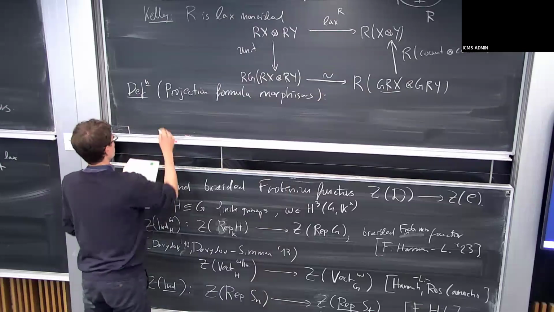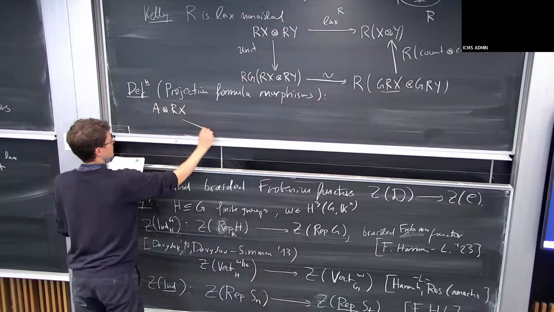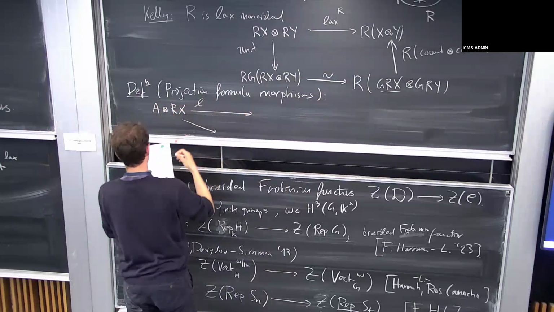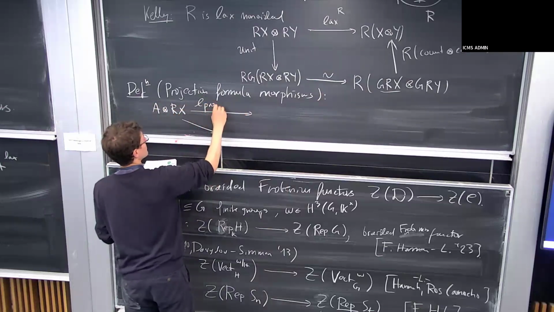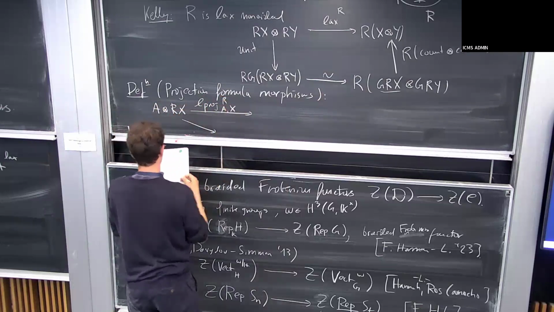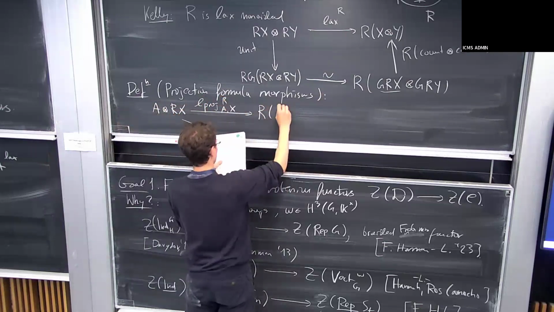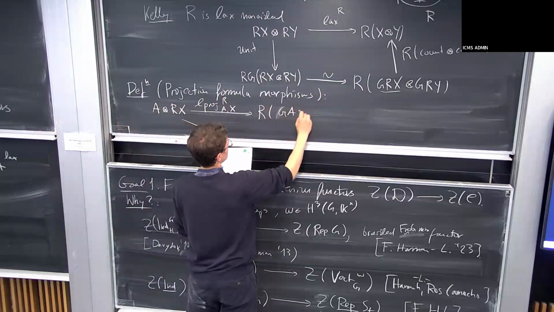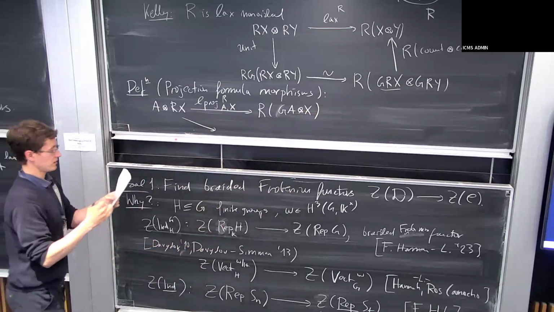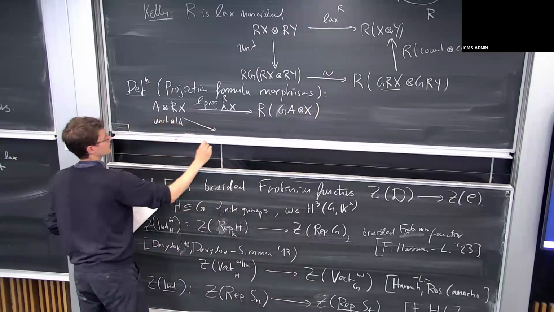I didn't leave myself a lot of space here, but what can I do? So the shape of these morphisms, there'll be a pair of them, a left version and a right version. This is the left version. It will go from A tensor Rx to R, then having here GA tensor X.